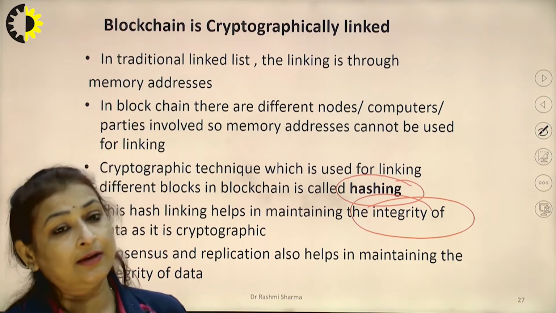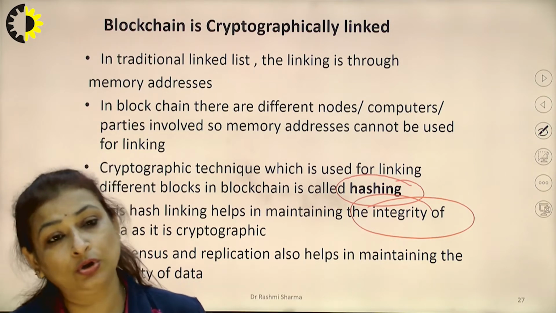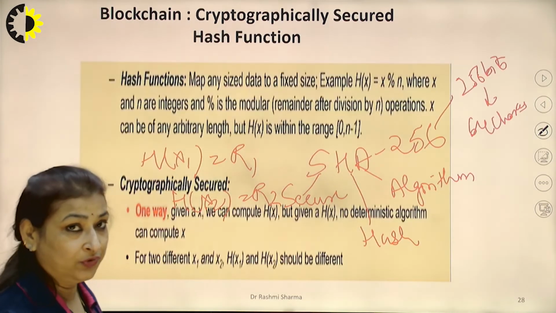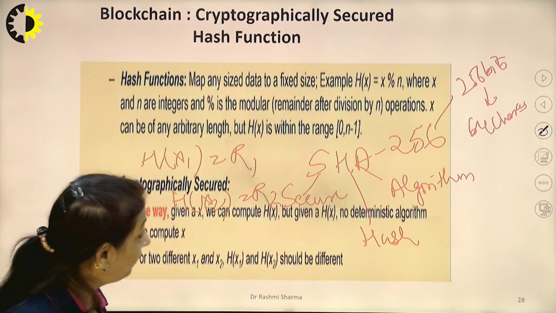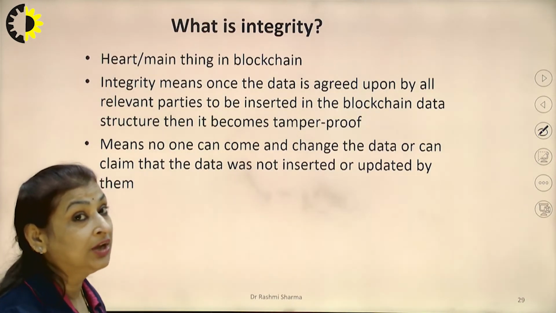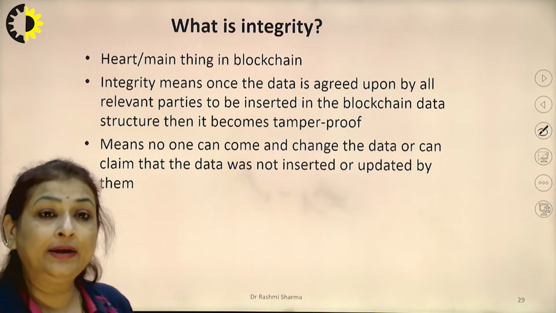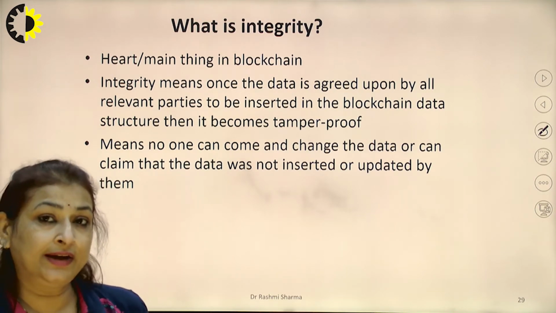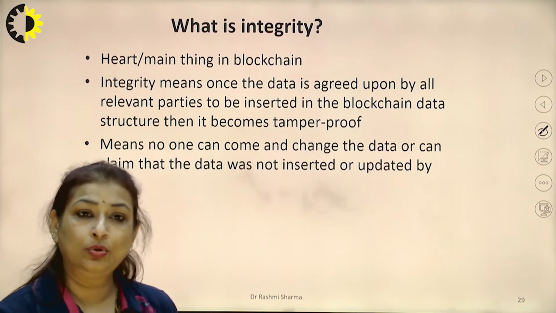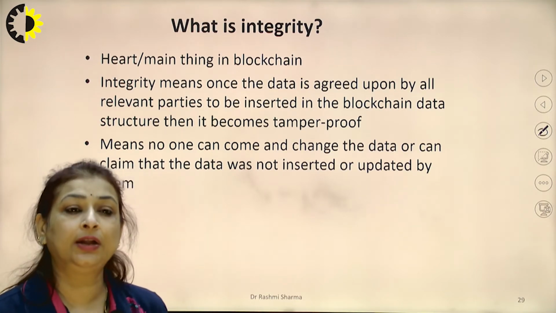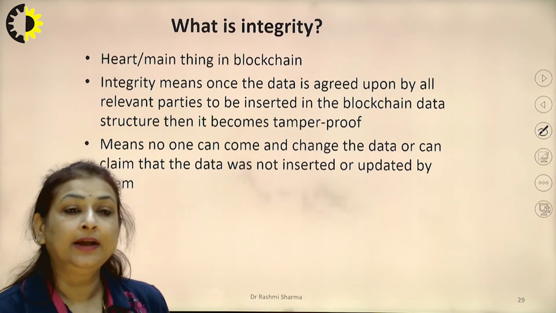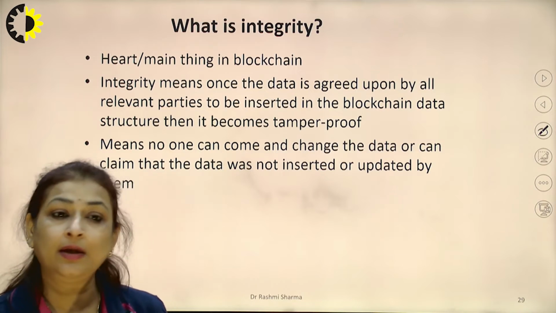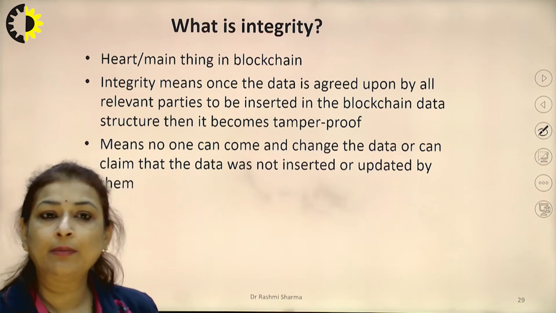Unless and until there is a consensus in all those particular nodes, we don't do that particular transaction successfully. So here that was the concept of cryptographically secure hash functions. What next is, what do you mean by integrity? Integrity is the main thing, and integrity means once the data is agreed upon by all the users or the parties taking part in the blockchain, then it should be frozen. We should have that data as immutable data, and it should become tamper-proof.